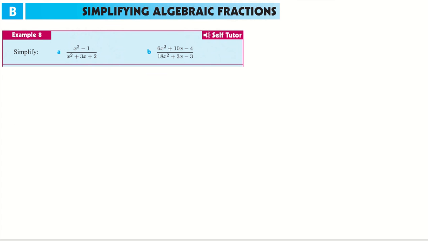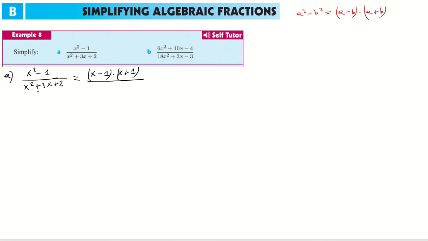Okay, let's go to example 8. In example 8a, we have (x squared minus 1) over (x squared plus 3x plus 2). Okay? So first of all, we have to factorize the numerator and the denominator. The numerator becomes (x minus 1) times (x plus 1), because we know that a squared minus b squared is equal to (a minus b) times (a plus b). Okay? And the denominator, yeah, so we have to factorize that. We can do that with the sum and product rule.